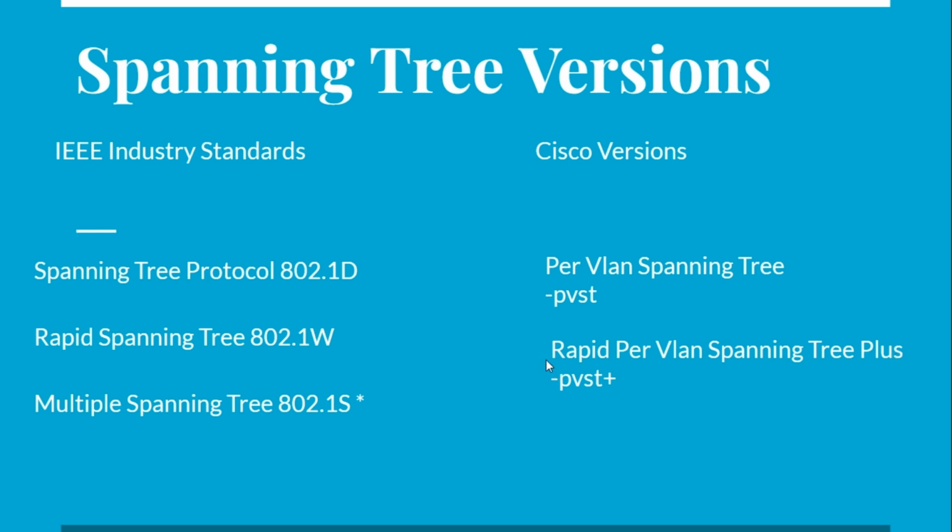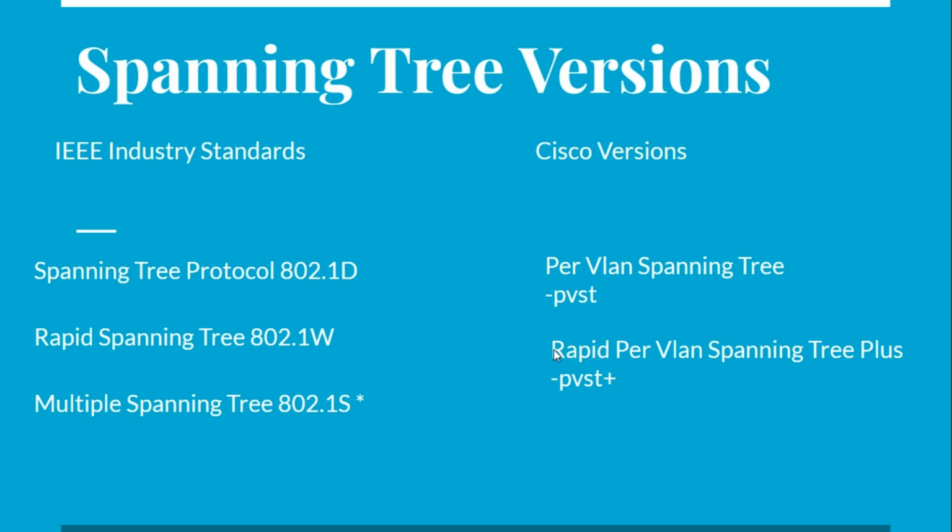There are differences between the original spanning tree protocol and rapid per VLAN spanning tree, such as the port states and the port roles. We'll make another video, but I just want to start here with spanning tree versions. Just understand that there's the industry standard and there are the Cisco versions.